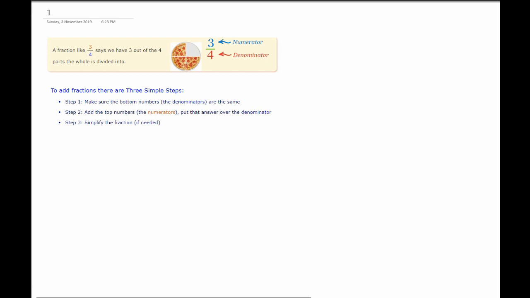So sa pag-add ng fractions, meron tayong tatlong kailangan tandaan. Sabi sa number 1, dapat lahat ng bottom numbers ay pare-pareho. So ibig sabihin, similar silang lahat. Lahat ng nasa ilalim, which is yung denominator, pare-pareho. Then kapag pare-pareho na yung denominator natin, pwede na natin i-add yung mga numerator na simple addition. And then we can simplify yung fraction if needed.